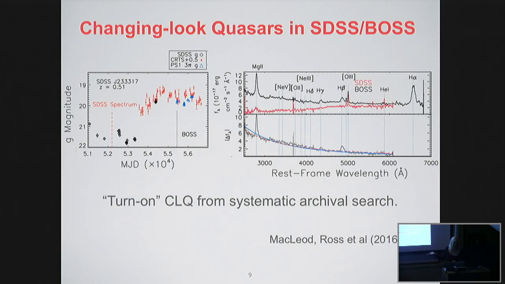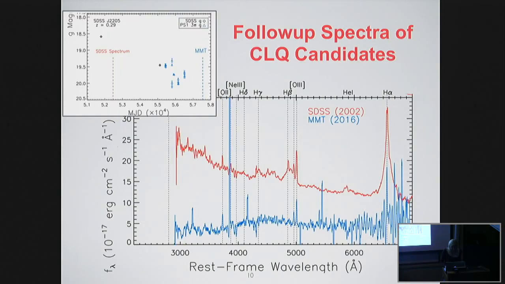In this case, it's not really ideal, because in the turn-on case we're starting with a DR7 quasar catalog, so most of them will have been defined as quasars by the presence of broad emission lines to end up in that catalog. So actually, we're pretty lucky that this one ended up in that catalog. I'll show you a few more examples of changing look quasars, but this time they're found through follow-up spectroscopy.